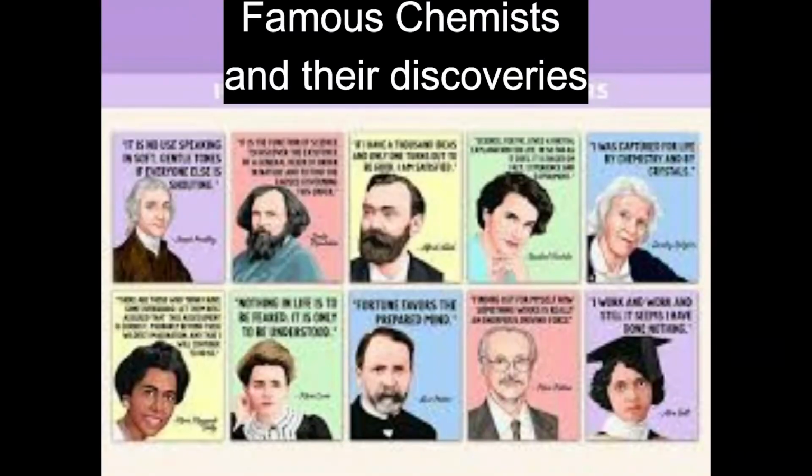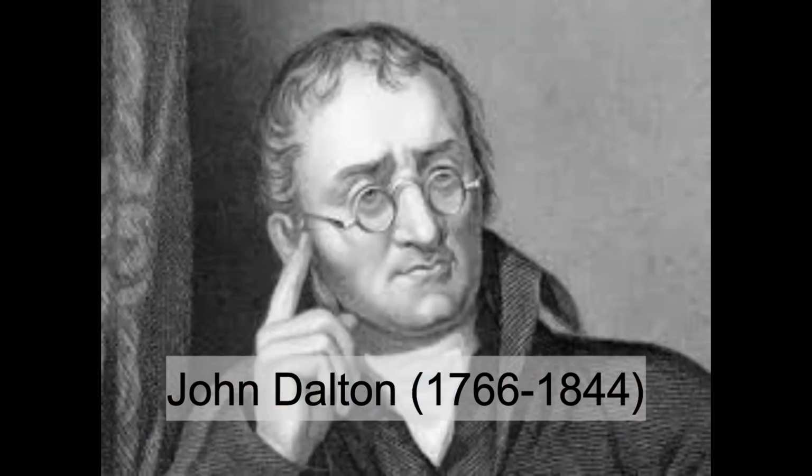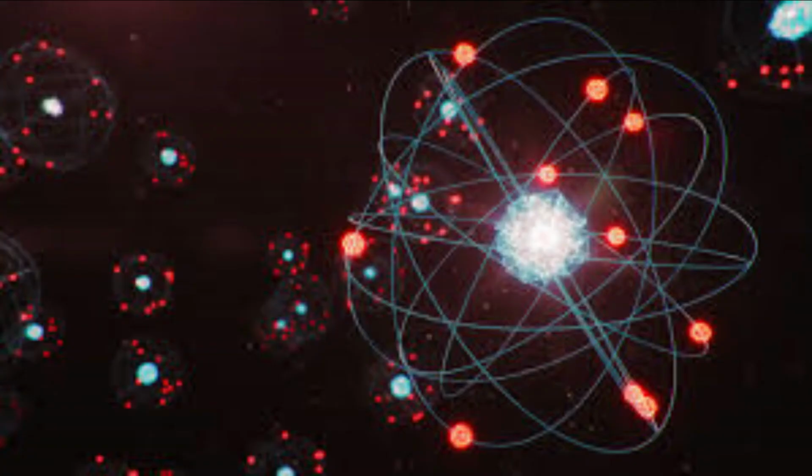Some chemists and their discoveries. John Dalton, 1766 to 1844, was a British chemist. He is known for several discoveries. He is best known for the atomic theory of matter. Dalton believed that substances are made up of particles that cannot be divided. He called the particles atoms. He stated that all the atoms of an element are exactly the same. He also suggested that all compounds are made up of atoms that are combined in simple numerical proportions.